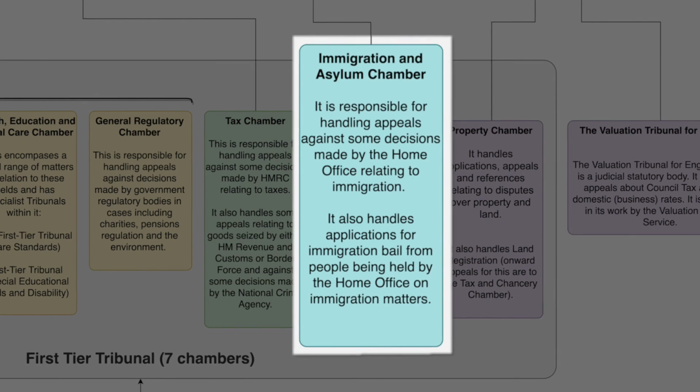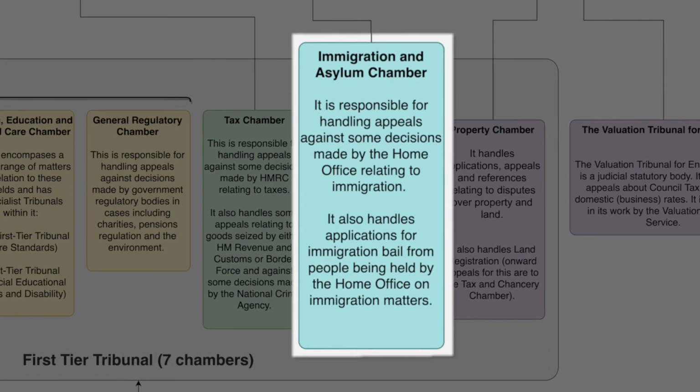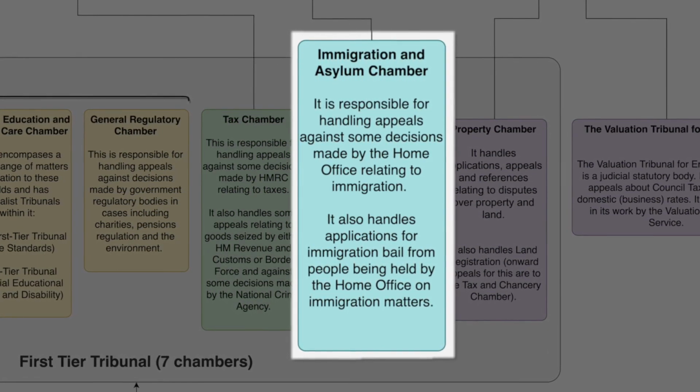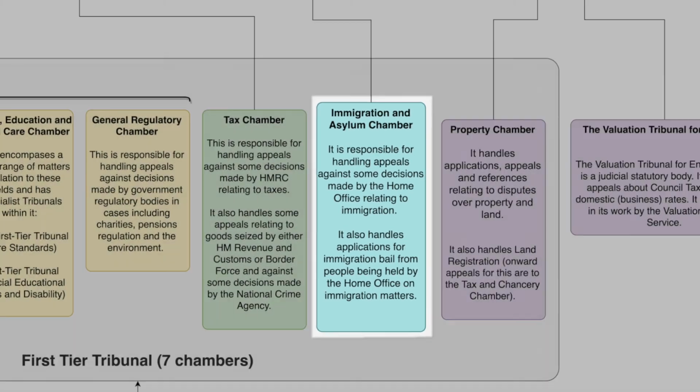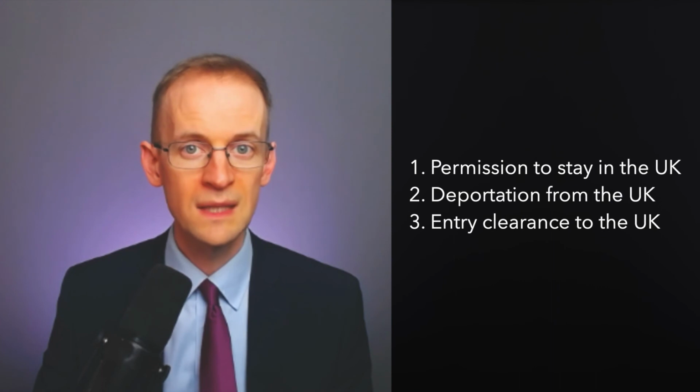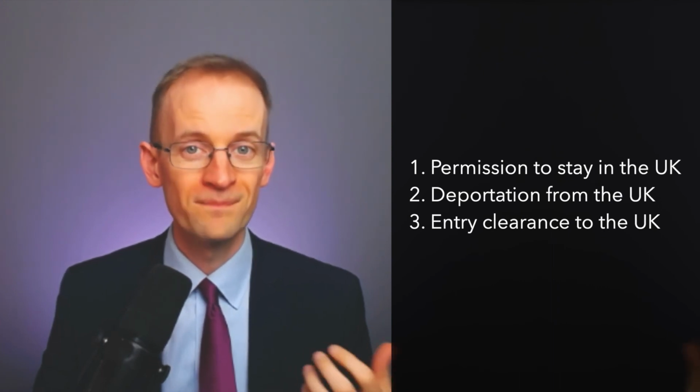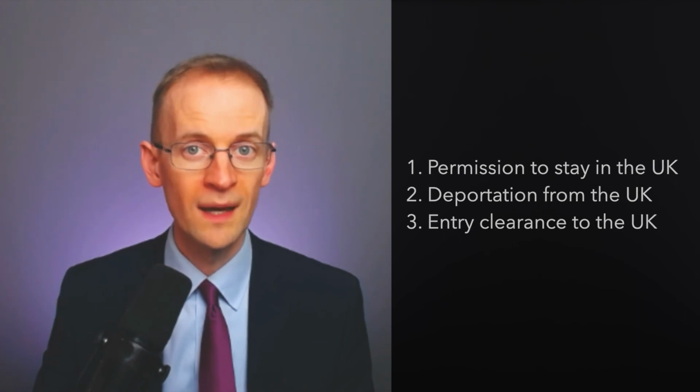The Immigration and Asylum Chamber. It is responsible for handling appeals against some decisions made by the Home Office relating to permission to stay in the UK, deportation from the UK, entry clearance to the UK. It also handles applications for immigration bail from people being held by the Home Office on immigration matters.